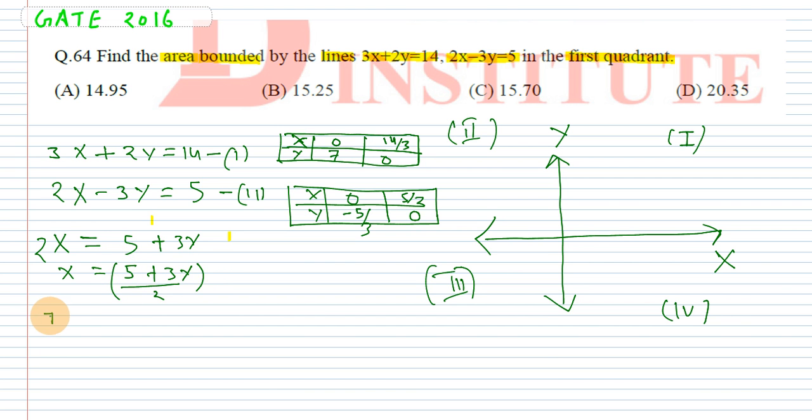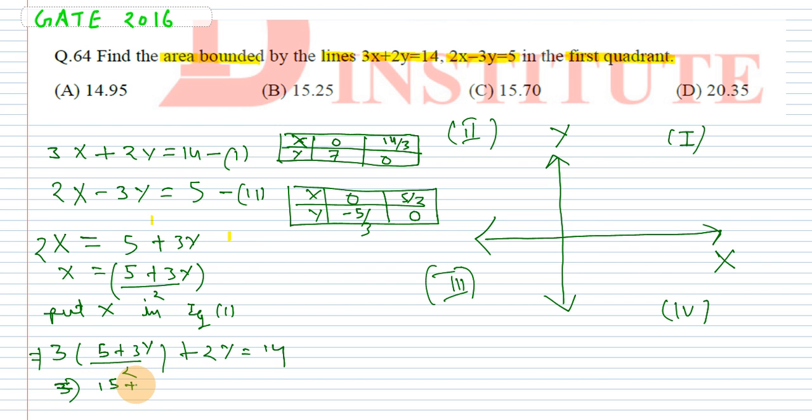So if we put x in equation 1, so 3x, if we put x equals (5 plus 3y) divided by 2, plus 2y equals how much? 14. So if we solve this, let me multiply this. 3 into 5 is 15, and 3 into 3 is 9y, and this becomes 2. So if we take the LCM, then this will become 4y, equals 14.